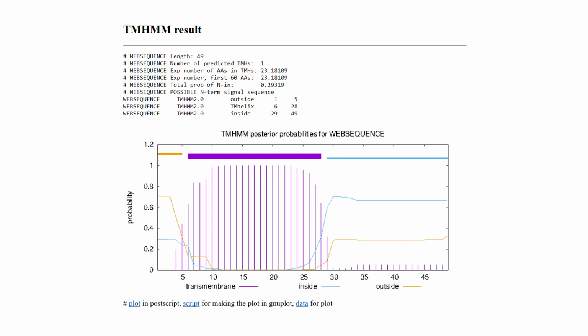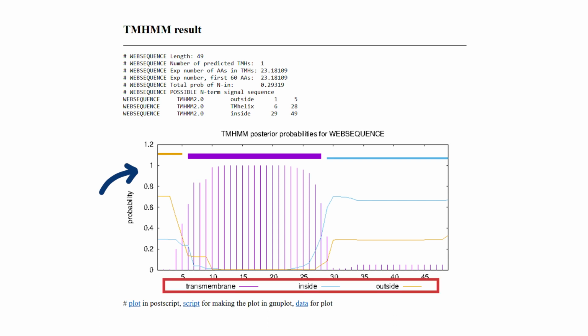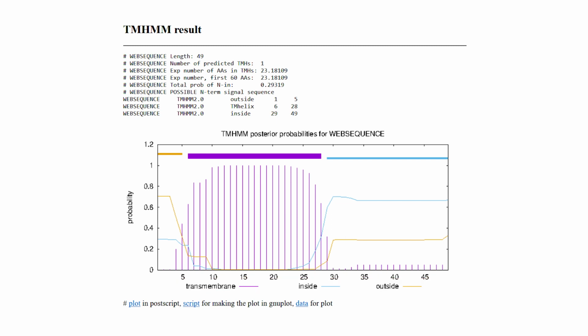So down below is a visual representation of these results, where the x-axis is the position along the protein. So each number is corresponding to a different residue. And the y-axis is the probability that that amino acid or that region is within any of these categories. So transmembrane means whether it's within the membrane. Inside is representing the probability that that region is inside of the lumen, so like inside of the ER or inside of the cell.